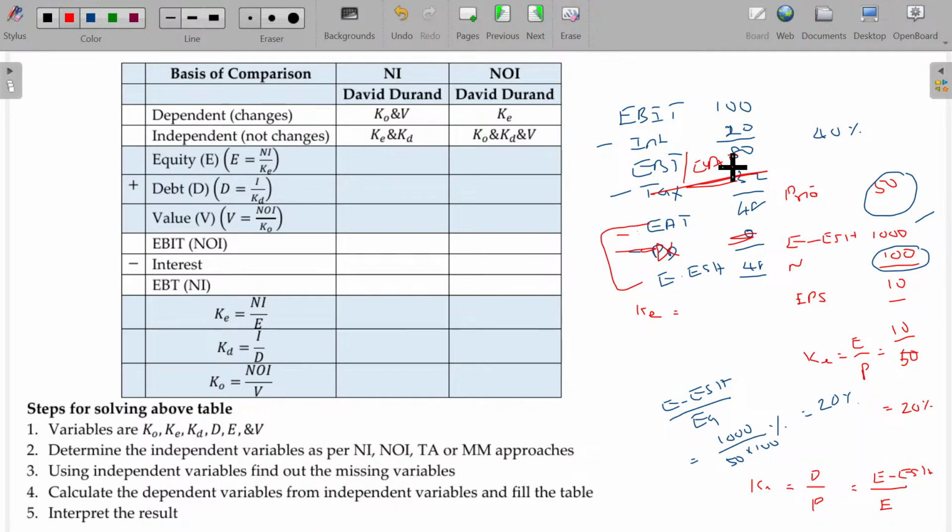Somewhere it may be EBIT, somewhere it may be NOI. Some new term NOI comes here. This EBIT is named as NOI. This earnings available to the equity shareholders is named as NI. Hope now you'll be able to understand easily. I'm linking with the existing format.